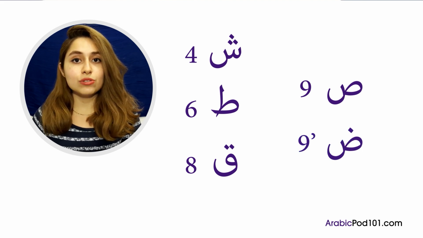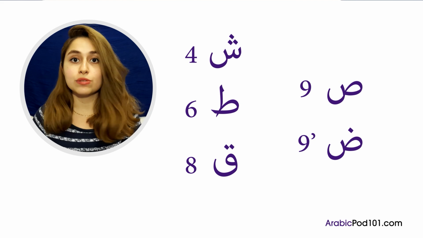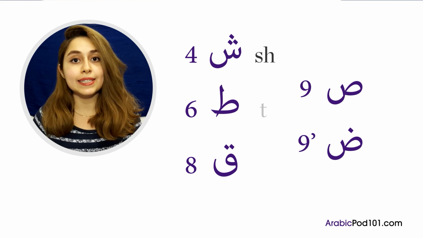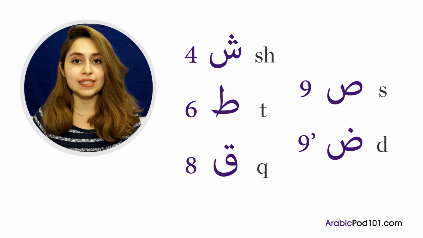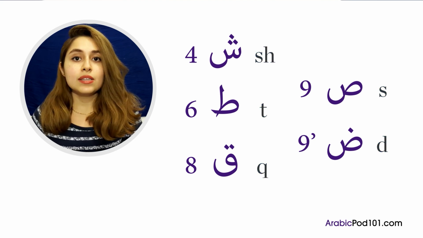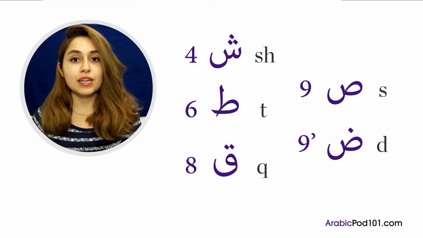As you can see, the second group has close phonemes in English, respectively sh, t, q, s, and d. So these Latin letters are often used instead of these numbers. These numbers were chosen because they look similar to their corresponding letters in Arabic. Look closely. Can you see the resemblance?